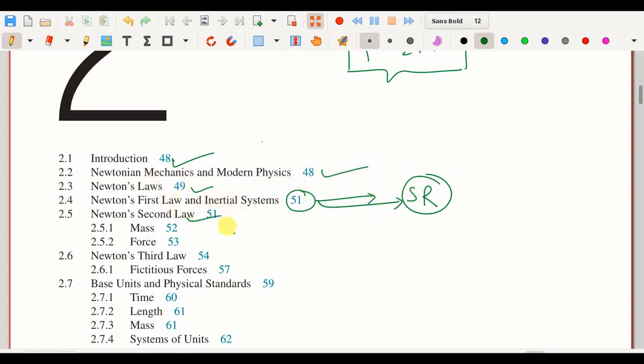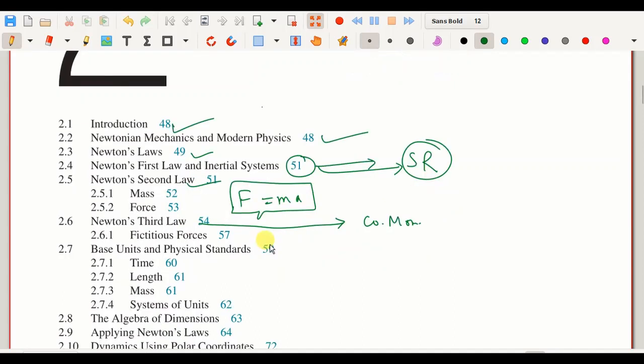Now Newton's second law, force equals mass times acceleration, and we will understand more about this force, whether it is fundamental or something else. Newton's third law is the consequence of conservation of momentum. Then we will understand fictitious force. Is this a real force or a coordinate artifact?